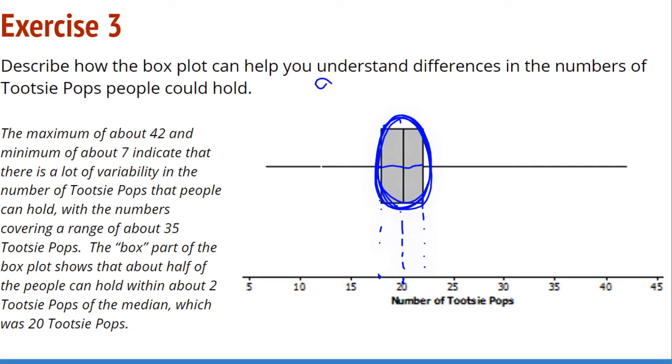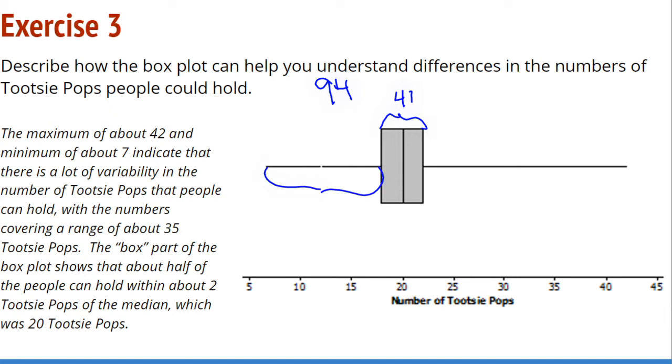Let's see, there were 94 people. That means I've got, what, 47 people in this little teeny tiny space here, and then this piece over here is half of 47, and this piece over here is half of 47. So looking at the box plot, half of the people are in this itty bitty space, and then I have all this spread out room on the sides.